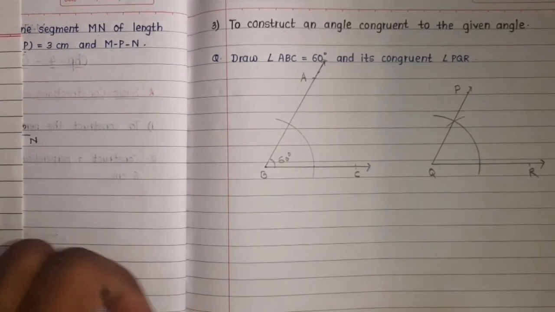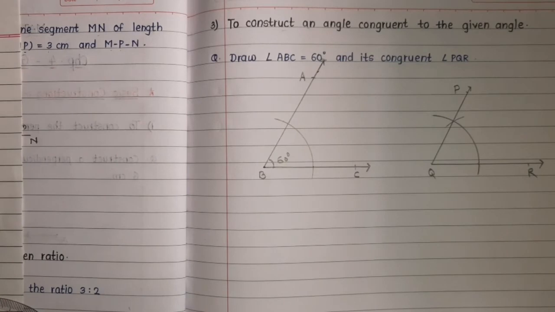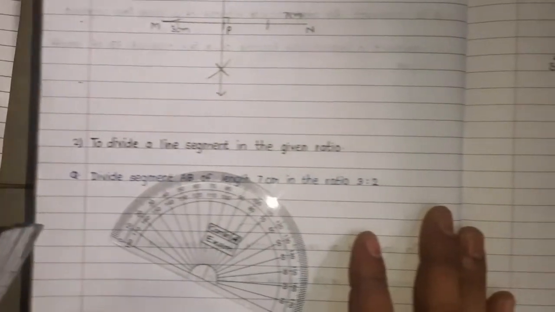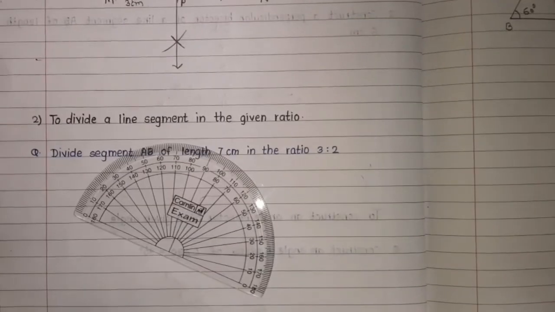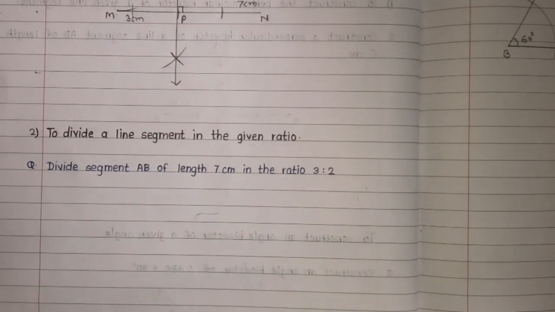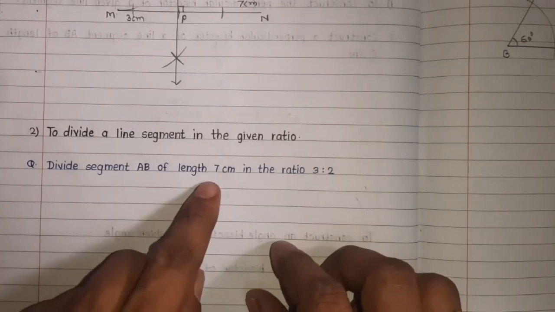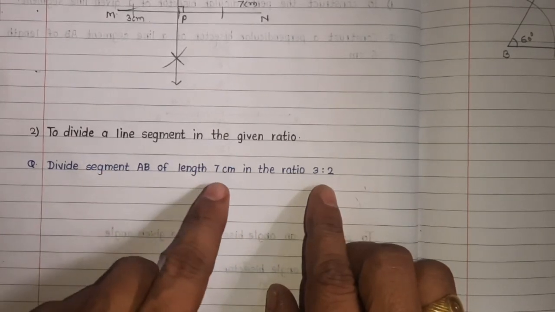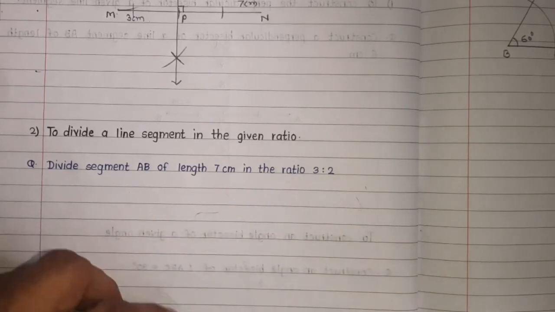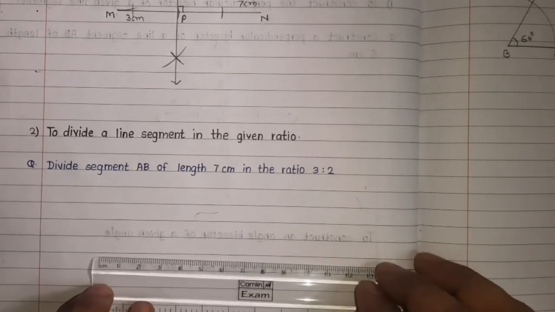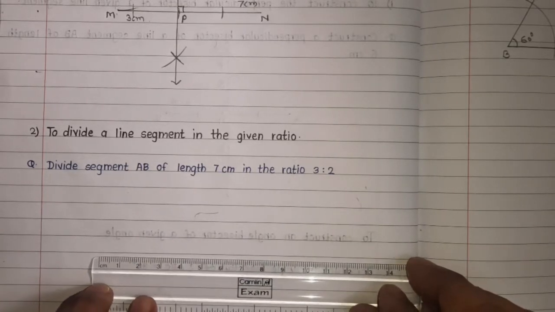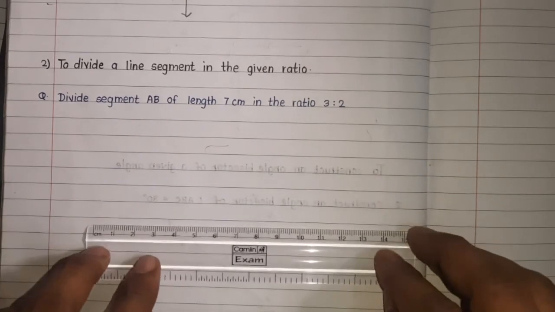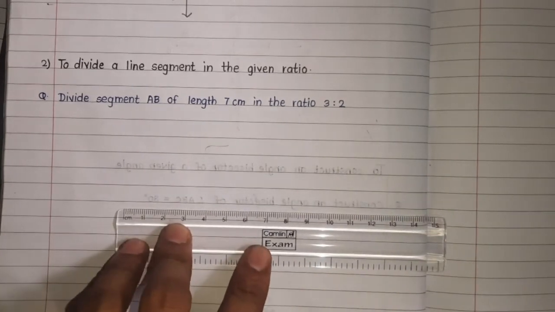Now, dear student, we have to see another important basic construction, and that is to divide a line segment in a given ratio. Dear student, this construction is an important part. Now see here. Divide segment AB of length 7 cm in the ratio 3:2. For that purpose, first of all, we have to draw segment AB like this. This is segment AB. Seven centimeter.